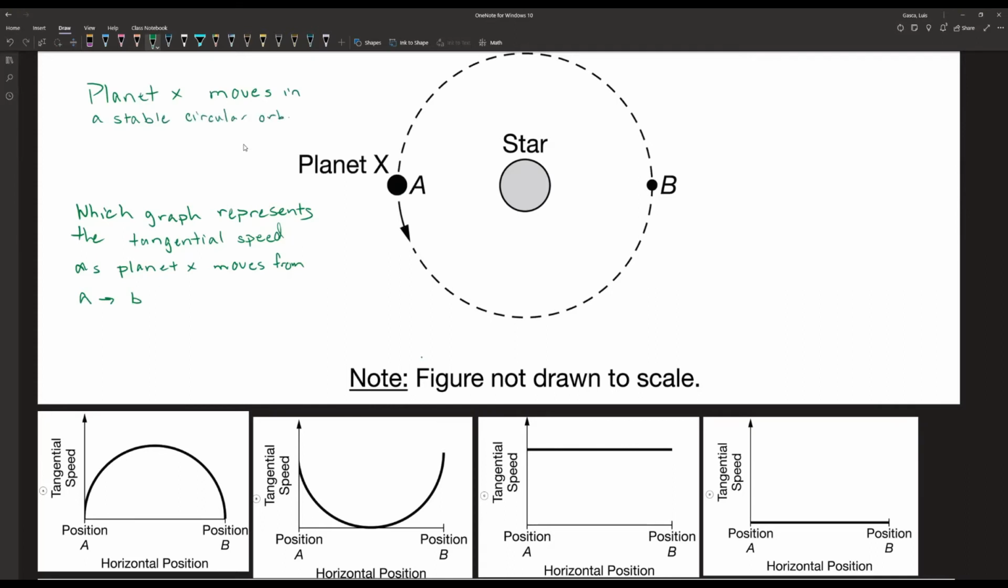Okay. So we'll go ahead and end the polling here. And so we have to be careful. They're talking about speed. Speed is the magnitude of velocity, which means just the fastness. We're not going to worry about the directions.